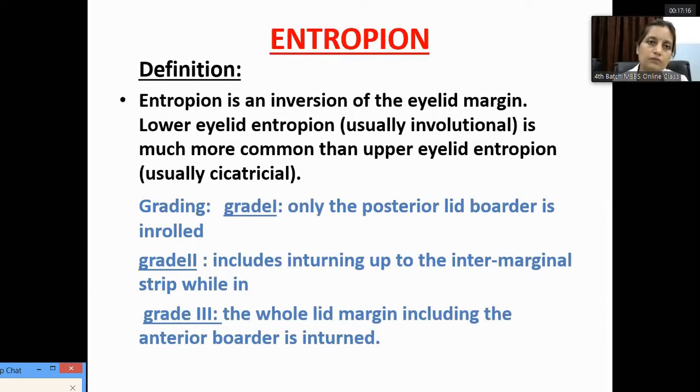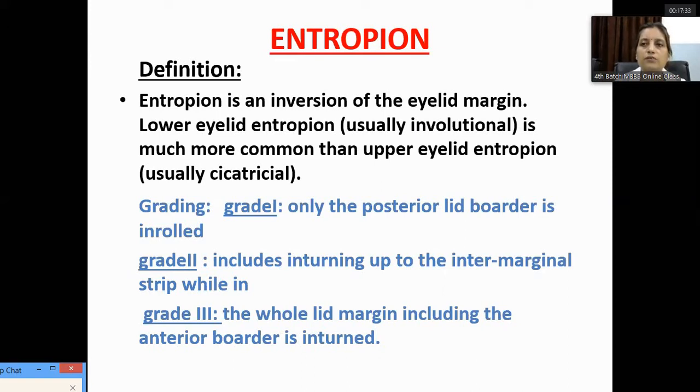Now coming to the entropion. So entropion is another condition where there is an inversion of the eyelid margin. So it's a condition when the eyelid is enrolled inside.